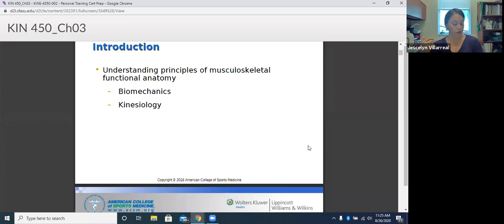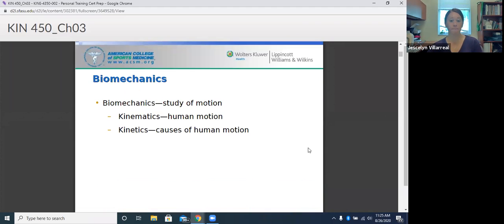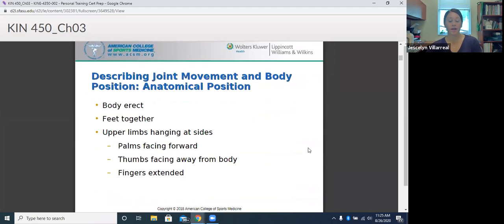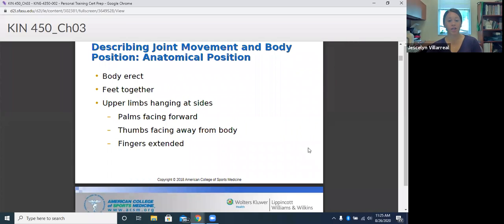So describing joint movement and body position, you can go ahead and stand up here. An anatomical position is when your body is in just an erect state. So body is standing straight up, feet are together. Upper limbs are hanging at the sides, your palms are facing forward, thumbs are away from your body, your fingers are extended. So when you start, this is your neutral position or anatomical position.